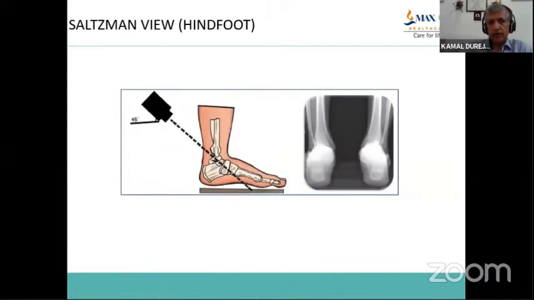Another important examination tool to understand whether, in a standing position, the heel is central, right under the tibia, or is in varus or valgus, is a Saltzman view in standing position. So this more or less summarizes what all we need to see in the hindfoot.